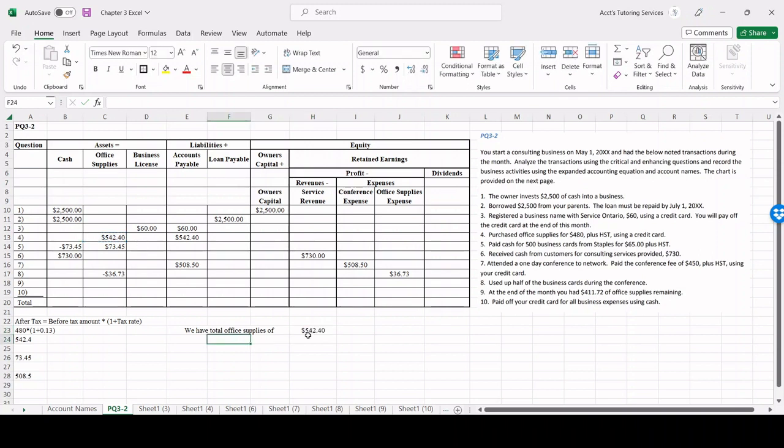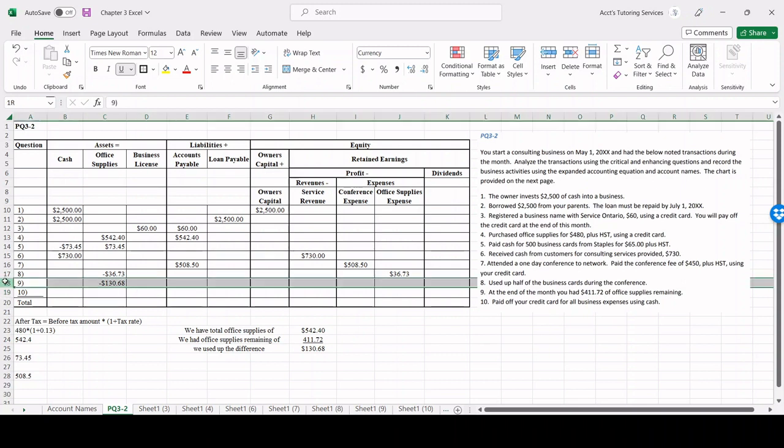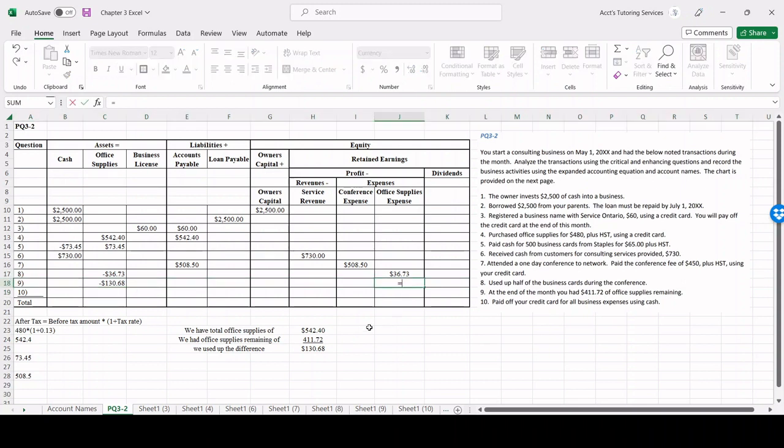And at the year end count, we had office supplies remaining of 411.72. That means we must have used up the difference, right? We used up the difference, which gives rise to an expense. So simply put, office supplies is going to be reduced by this amount, and now our expense is going to increase by this amount.